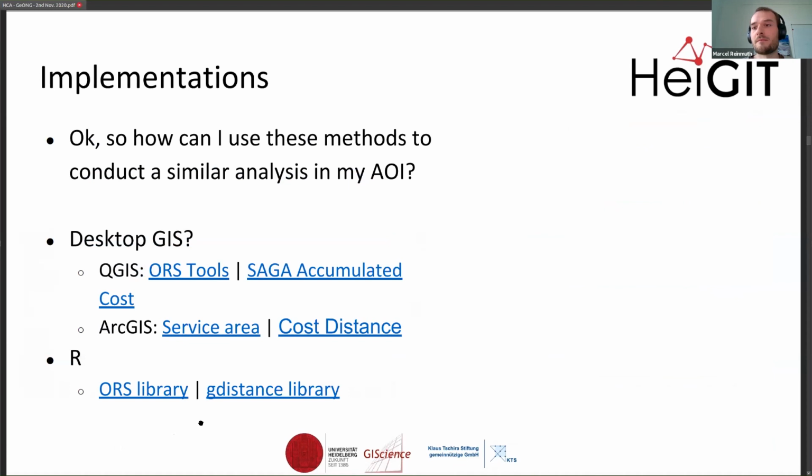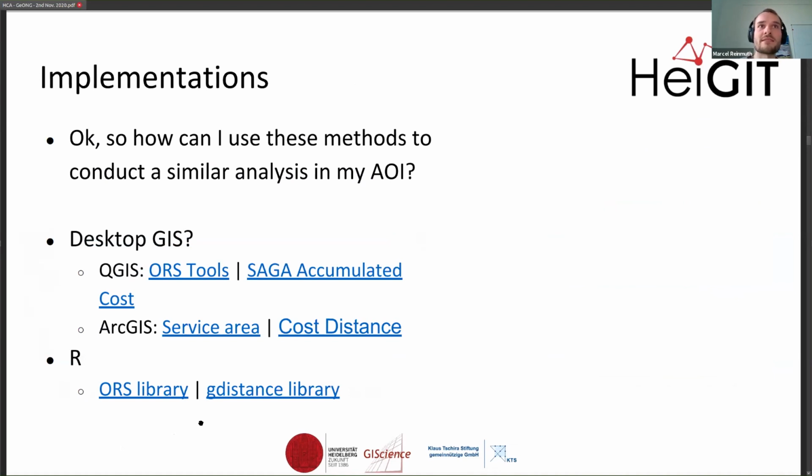Implementations, okay, maybe some of you are now motivated or know people in the organizations who want to do that by themselves. How can we use that? Or how can I conduct a similar analysis in my area of interest? Do you like desktop GIS? Then have a look at the ORS tools plugin. You can calculate isochrones with that plugin, fairly easy.